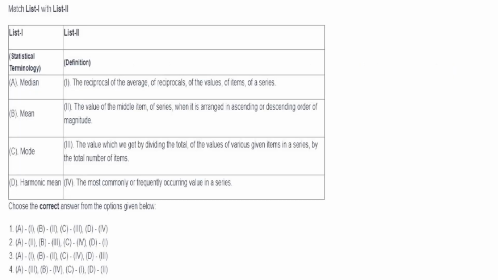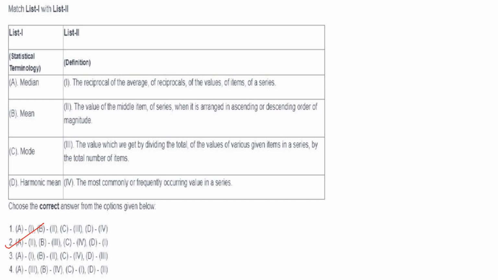Then next one. They have given statistical terminology and their definition. So median, the reciprocal of the average of reciprocal, no, median, the middle value it should be. The value of the middle term of series when it is arranged in ascending order of magnitude. So A2 is there in option 2 only. So 2 must be the answer.